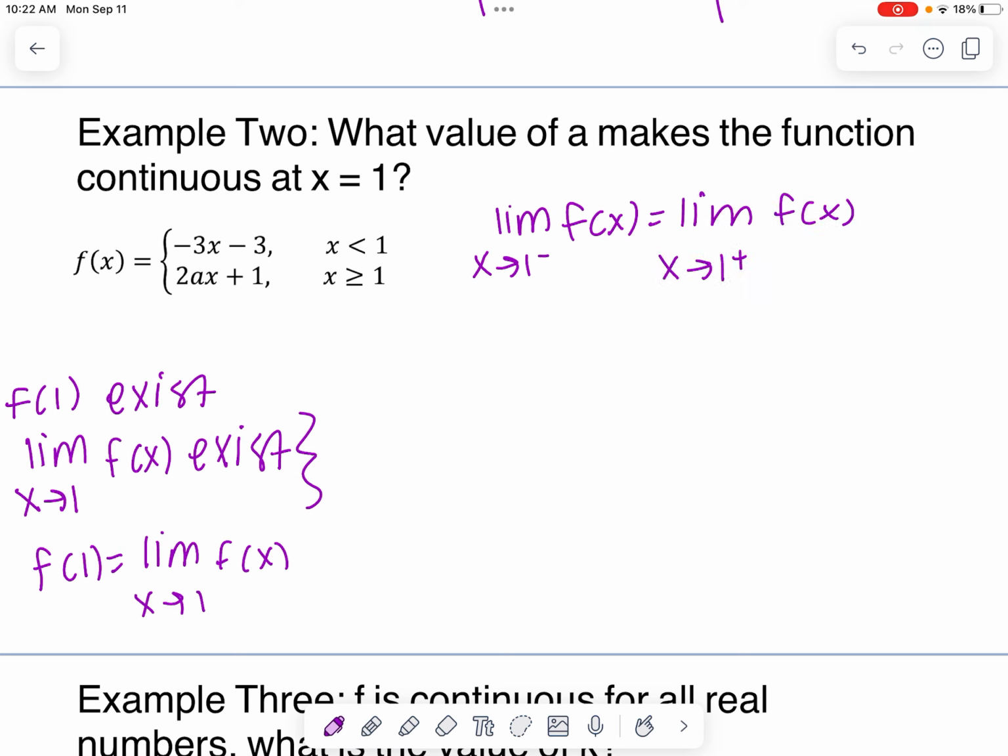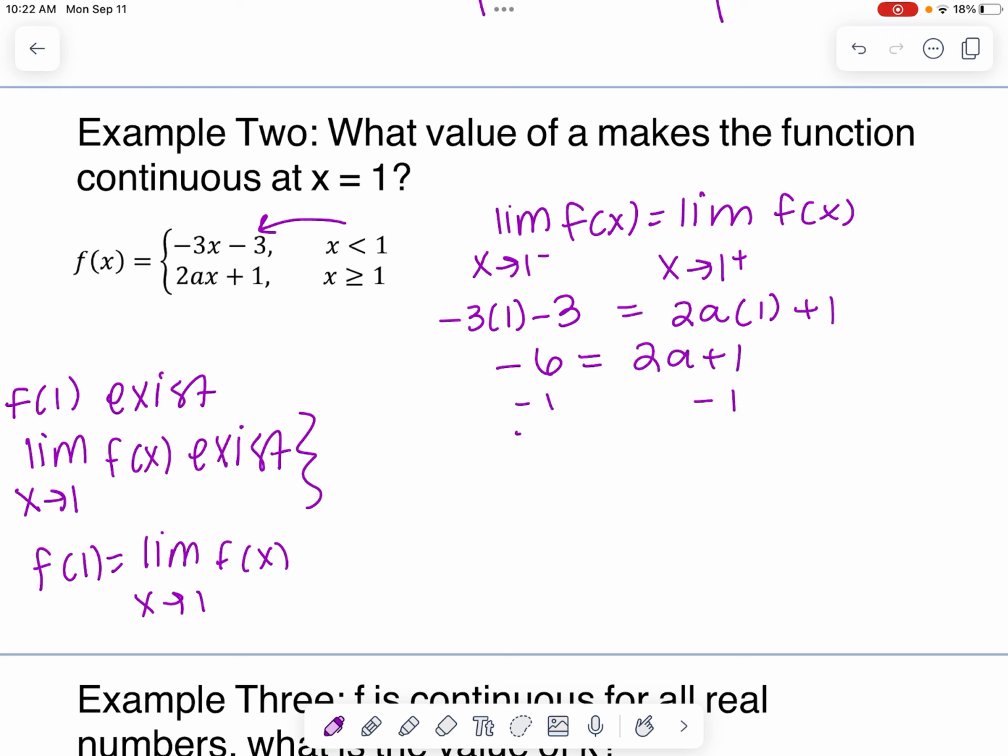And so let's go ahead and try to figure that out. So the limit as x approaches 1 from the left, I use this function, and I'll get negative 3 times 1 minus 3. And then the limit as x approaches 1 from the right of f of x, I would do 2. I don't know what a is, so I just leave that blank. And then I plug in 1 plus 1. I'm going to get negative 6 equals 2a plus 1.